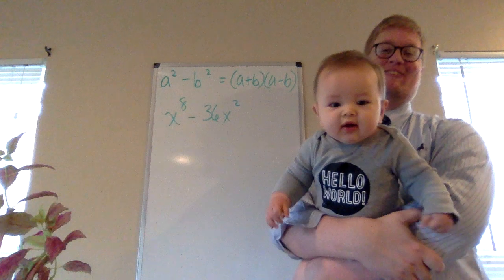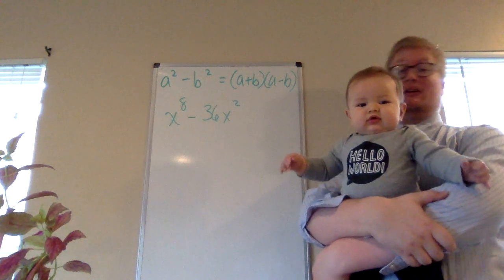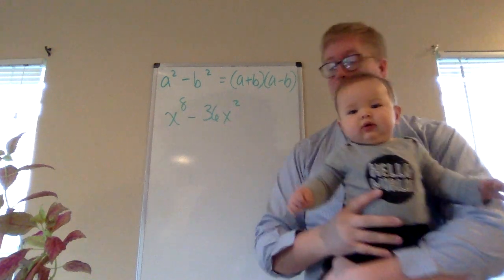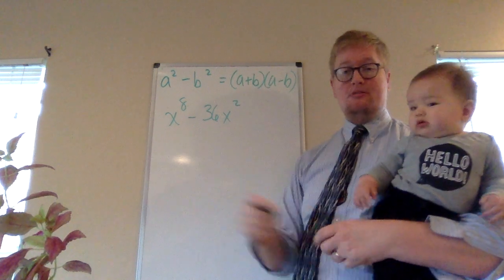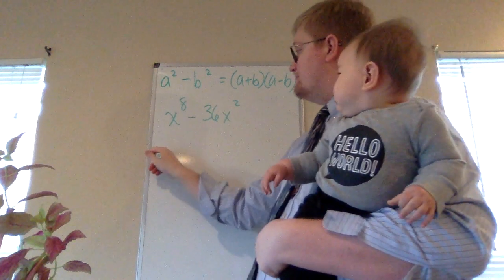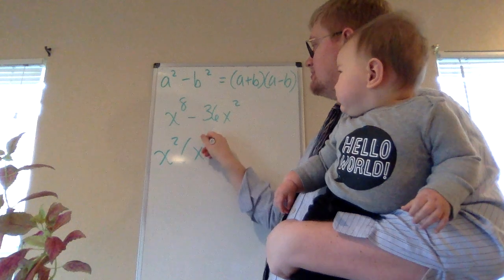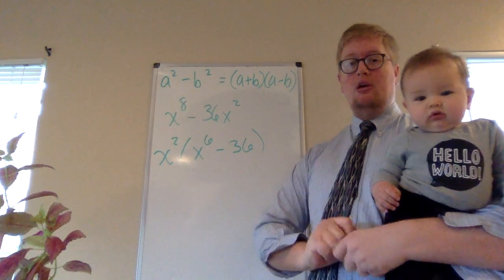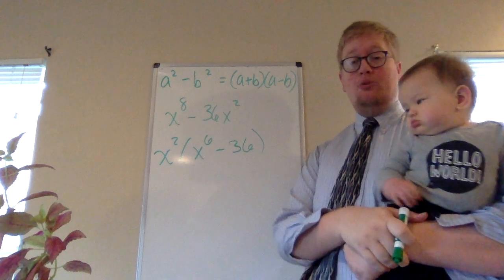And of course, the first thing we always do is GCF. So, is there a greatest common factor I can pull out? Yeah, absolutely. He's right. We can, because there's an x in both of these. Remember, you always factor out the lowest power, so we're going to factor out an x squared. And I'm left with x to the 6th minus 36. Now, I'm going to use the difference of squares formula here.